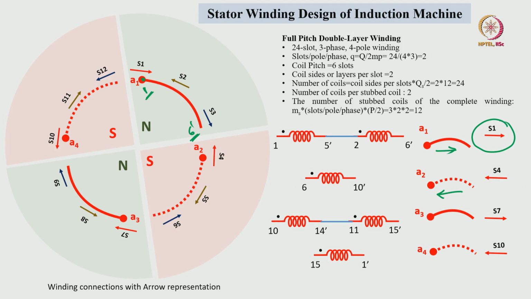Second stub winding consists of only 1 coil which is placed in 6th slot and 10th slot bottom side. Here arrow will be backward, that is S4, here arrow will be forward, that is S1, and here S7. We can see this is the arrow, here it is S10 in backward direction.